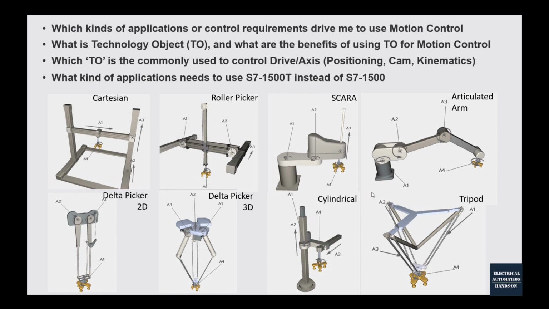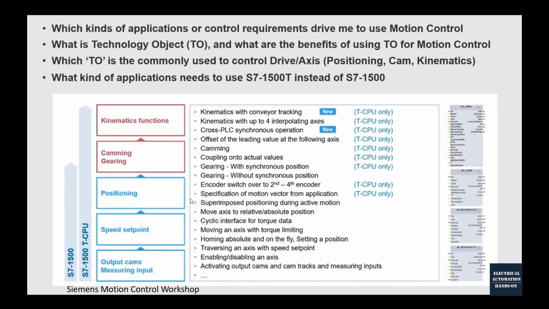But in most cases in the industry, for example the packaging machine or the assembly machine, those models are enough. For example, the roller picker, the triple and the spiral are commonly used machine styles we can see in the industry. This S7-1500T can implement those applications. In your system, if you only need to do some simple positioning control, the standard S7-1500 controller is enough. Keep this in mind.